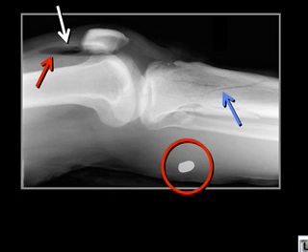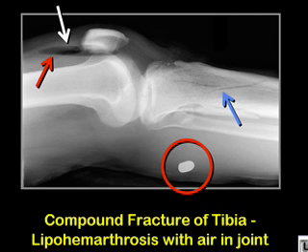Well, in the lateral view in particular, you can see there is a bullet in the posteromedial aspect of the upper calf. The blue arrow is pointing to an open or compound fracture of the tibia, and the white arrow and red arrow are pointing to the presence of not only a lipohemarthrosis, but air in the joint space as a result of the open fracture.